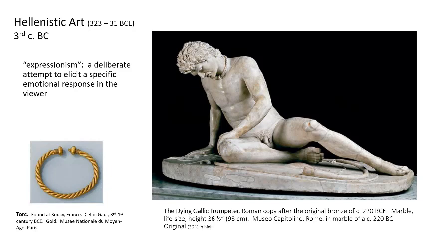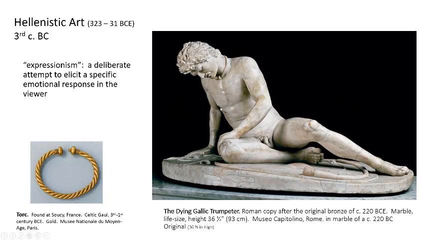So we get these copies. This is supposed to be an exact copy of an original bronze that dated to about the 3rd century BC, and the Romans often made the copies in marble. Here, during the Hellenistic phase, we see expressionism, i.e. a deliberate attempt to elicit a specific emotional response in the viewer. And here you're supposed to empathize with this individual. If you haven't already figured it out, here's his trumpet lying next to him, and he's dying.